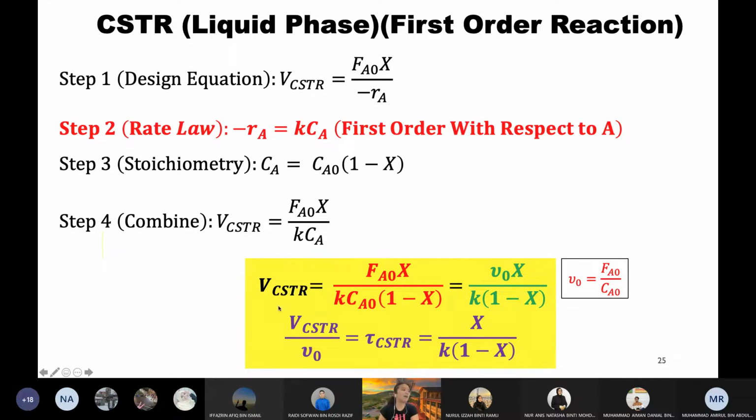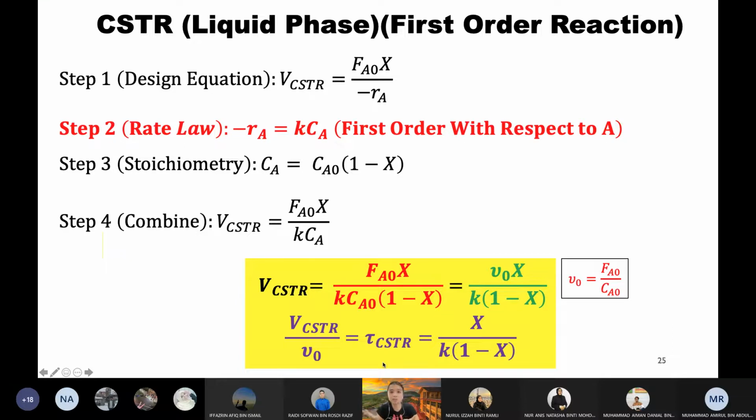So to find the space-time, if you realize on your left, you have volume. On your right, you do have 1 epsilon naught kan? Epsilon naught X per K in bracket 1 minus X. So the epsilon naught ni, if you realize from right, I can move to the left. So from right to the left. So at first it's at the top, but when you move to the left hand side, it becomes bottom. Dia akan jadi division. Okay, so you become volume over epsilon naught, volume over inlet volumetric flow rate. So this volume per inlet volumetric flow rate is actually our space-time. So that's why we get our space-time.